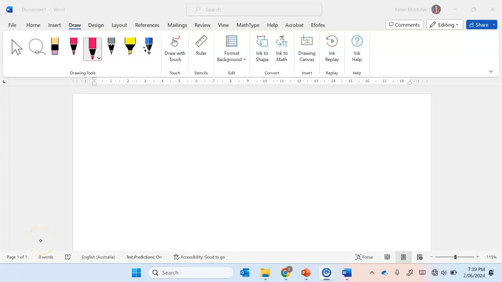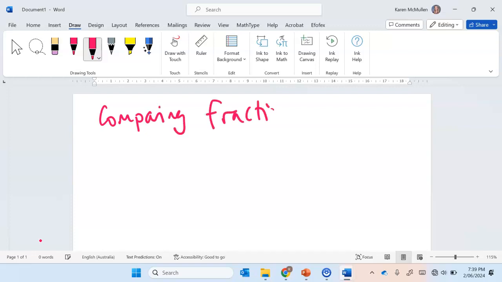Hey everyone, in this video we're going to look at comparing fractions. This is sometimes quite difficult because you're not always going to have fractions that have the same denominator. And what I mean by the same denominator is your whole is split into the same number of parts. So let's go back to our pizzas, because pizzas are so easy.